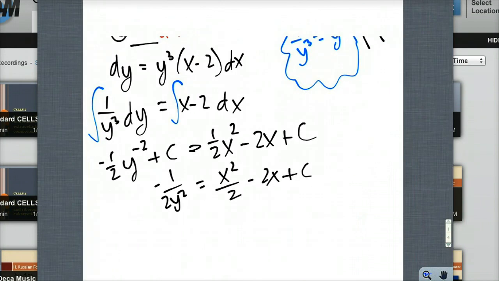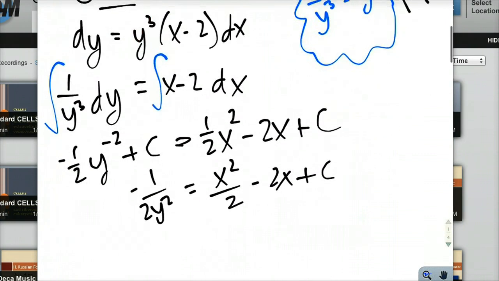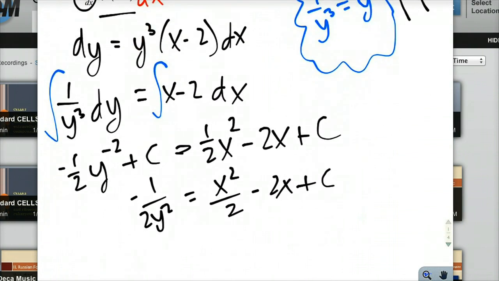So on the bottom, I'm going to get negative 2 squared, which is 4. 4 times 2 is 8. So negative 1 over 8.